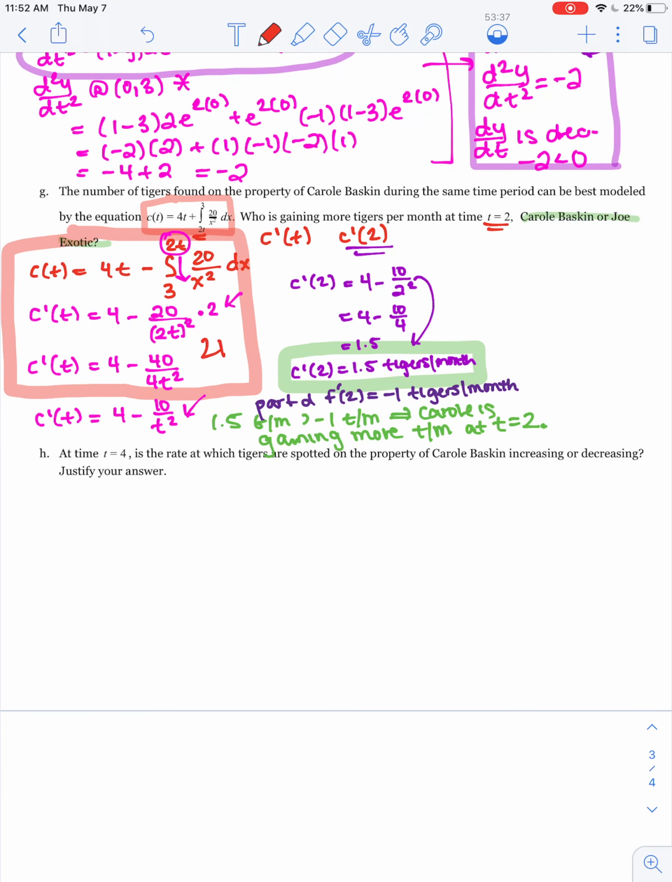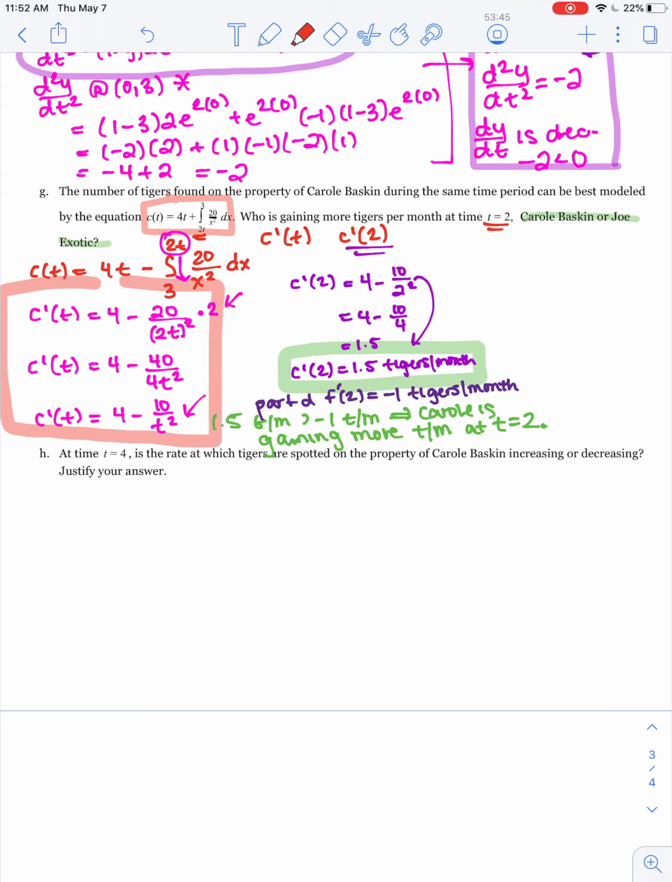So finding c prime of 2 in either of the forms. Actually, it looks like I didn't highlight all of those, right? So this work right here was worth 2 points. You got 1 point for recognizing that you needed to evaluate at t equals 2. So that's another point. And then you got the 4th point for this analysis, the comparison between the rate at which Carol is gaining tigers and the rate at which Joe is gaining tigers.